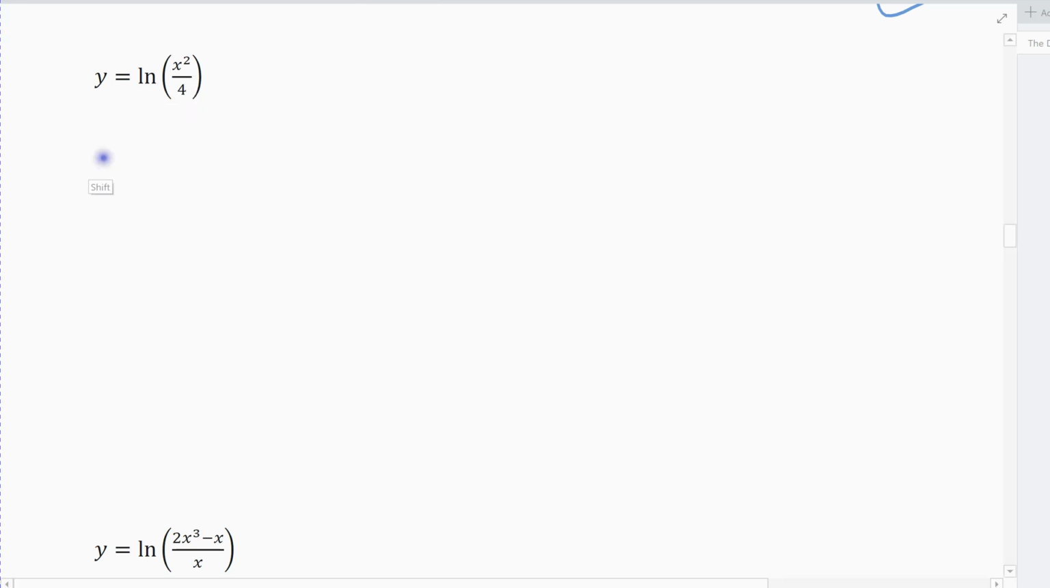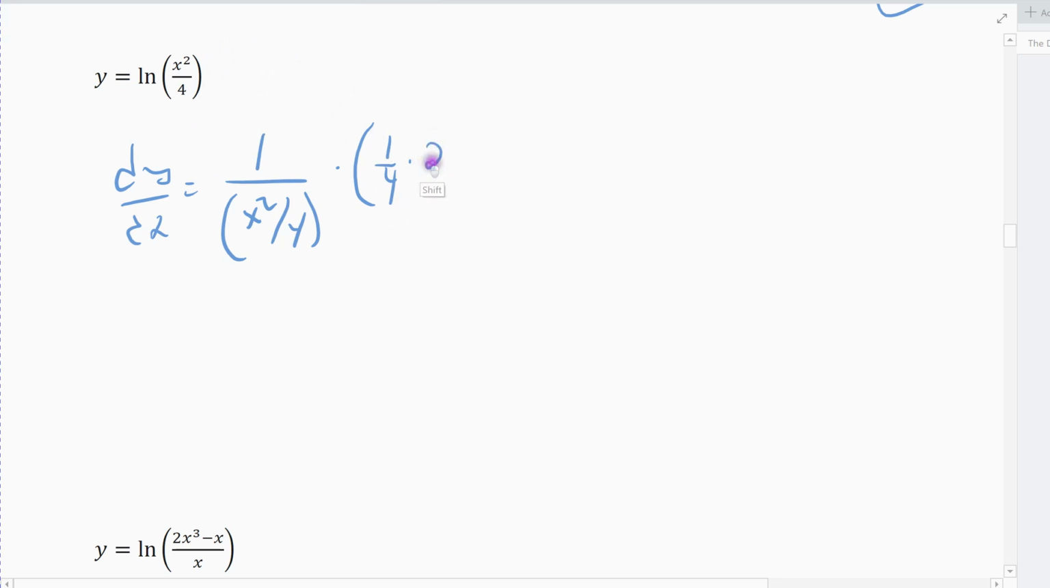Alright, so the derivative, dy over dx, would be 1 over what's inside times the derivative of what's inside. Well, the divide by 4 really is 1/4. So there's a 1/4 that comes along. And then I take the derivative of x squared, which is going to give me 2x. And so there's the derivative, which in essence isn't hard, but then to clean this up sometimes, because it's a complex fraction now.